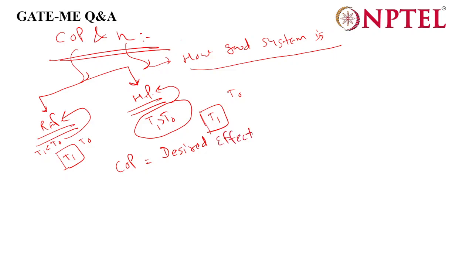Is the desired effect pressure, or what? Can you tell? The desired effect is heat pumped out. It is the amount of heat that you have to extract. It is not the temperature T1. COP is the desired effect upon the energy input.